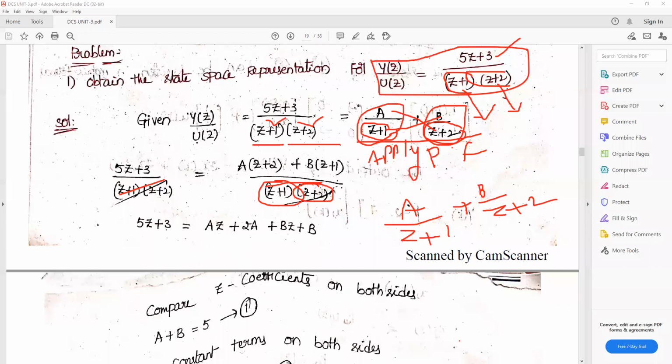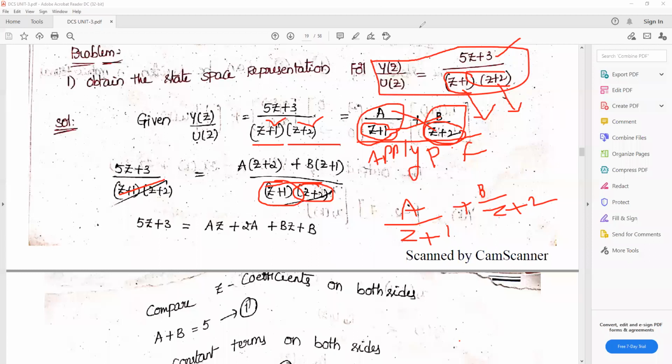So A value ఎంత వచ్చిందమ్మా? -2. And take z is equal to -2. So A term is completely 0. B into -1 is equal to -10 plus 7, that is -7. So B is equal to 7.